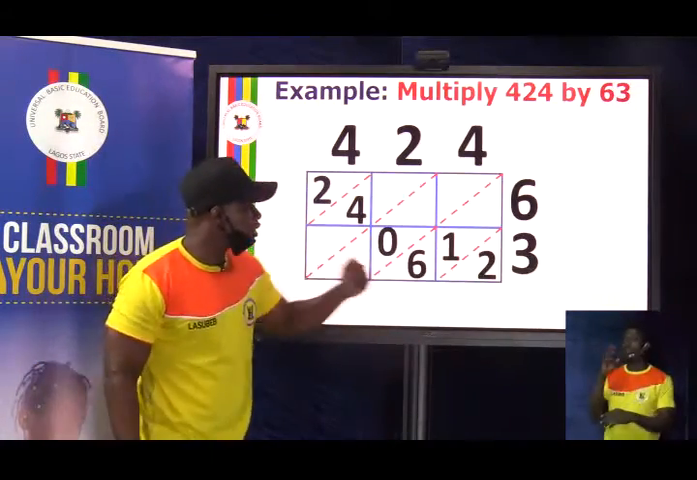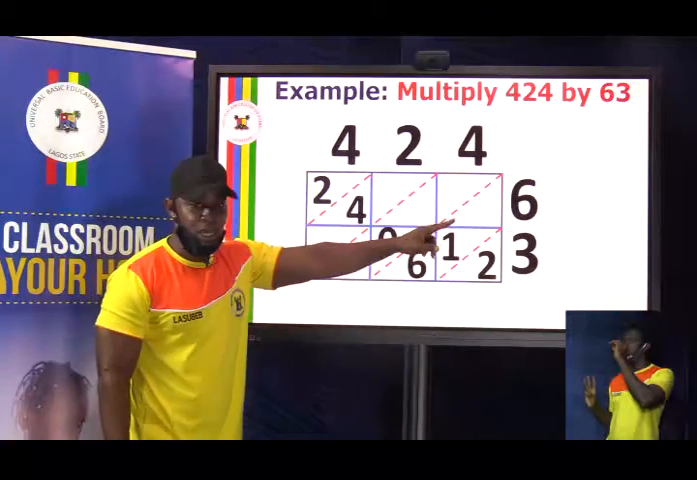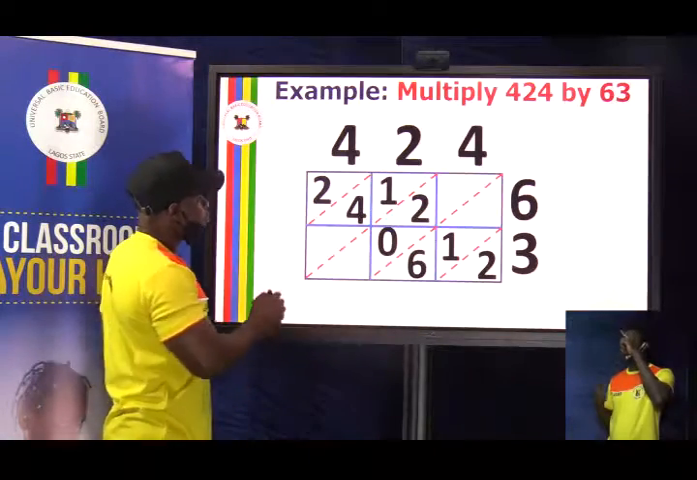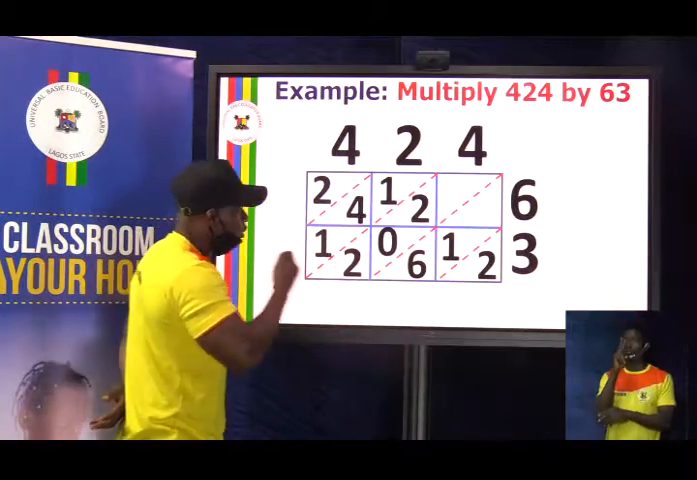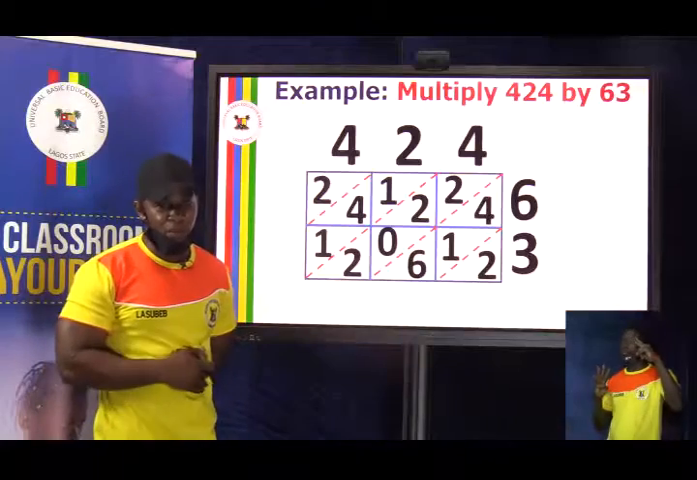2 times 3 is 6. Now here the number on top is 2, the number to the side is 6. 2 times 6 is 12. Now let me pick this one. 4 on top, 3 to the right. 4 times 3 is 12. And finally this one. 4 times 6 is 24. You can start from anywhere.